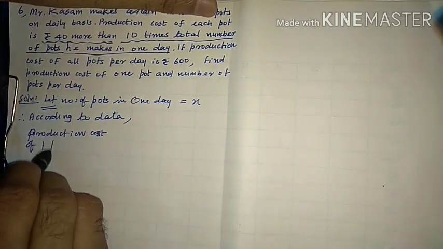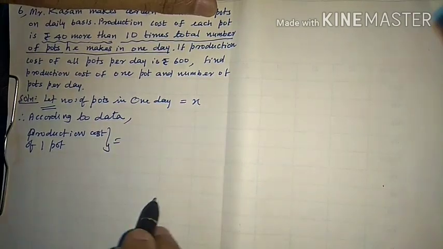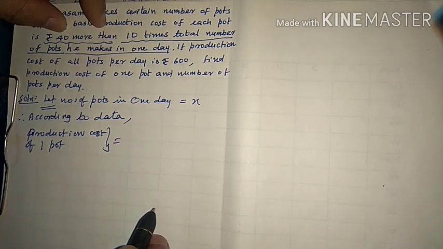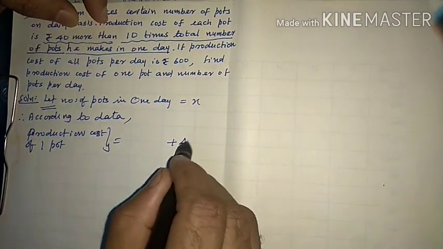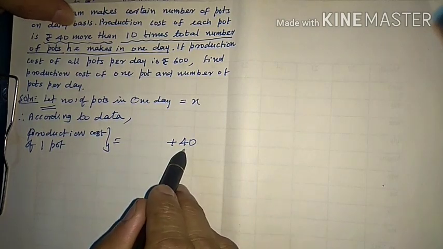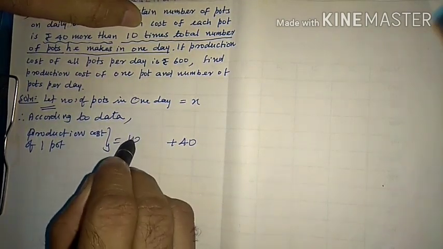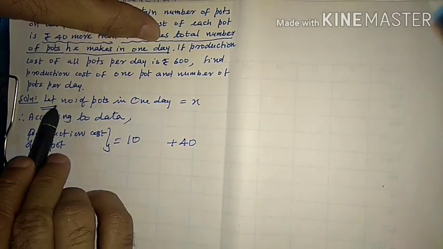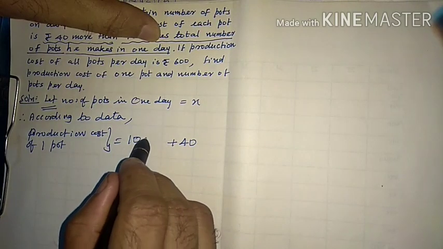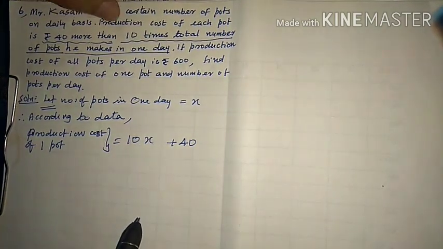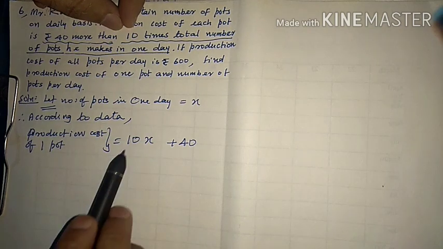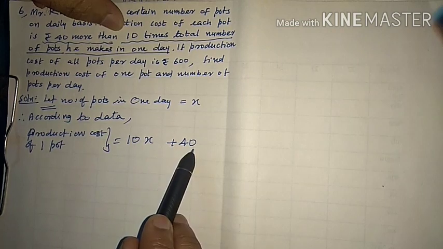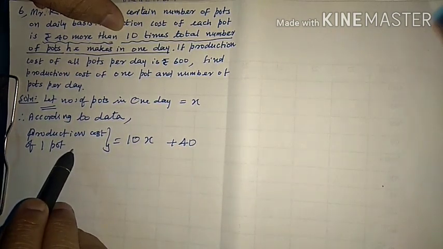Production cost of one pot. The production cost of each pot is rupees 40 more than 10 times the total number of pots he makes in one day. In one day he makes x pots, so 10 times that, plus 40 rupees, is the cost of production of one pot.